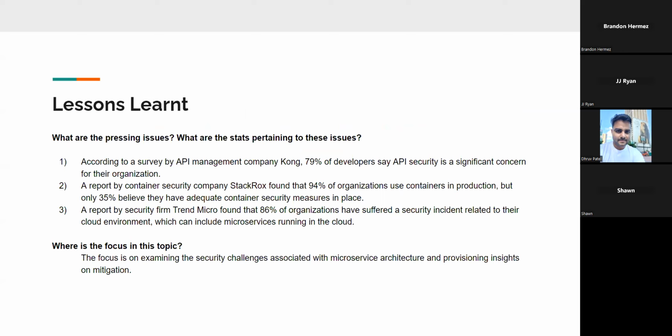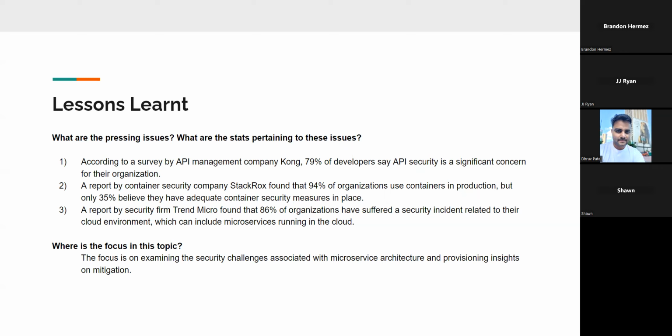According to a survey by API management company Com, 79% of developers say API security is a significant concern for their organization. A report by container security company StackRox found that 90% of the organizations use containers in production, but only 35% believe they have adequate container security measures in place. A report by security firm Trend Micro found that 86% of the organizations have suffered a security incident related to their cloud environment, which can include microservices running in the cloud.